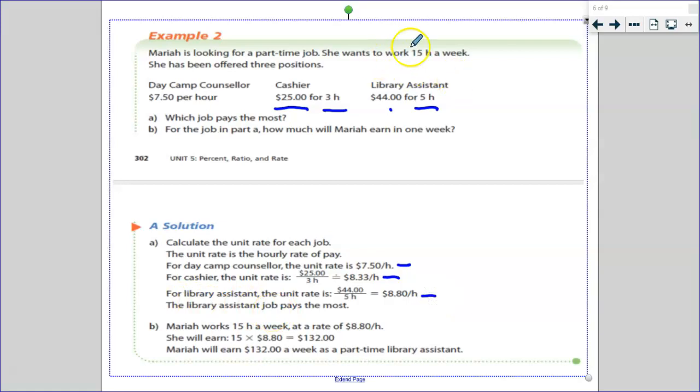Now she only wants to work 15 hours a week, right? So let's do the second part where it said how much will Mariah earn in 1 week. She's going to pick this higher paying job, times it by 15, because it's 15 hours, right? And she'll make $130 per week as the library assistant.